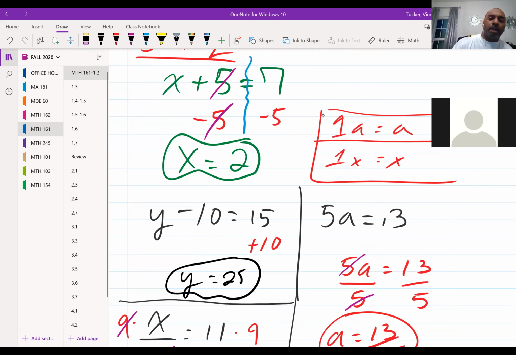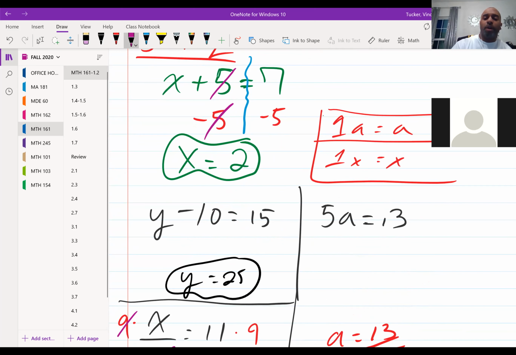So just re-emphasizing the process, and then we'll add way more to it.